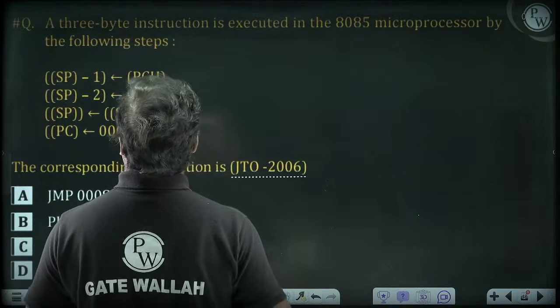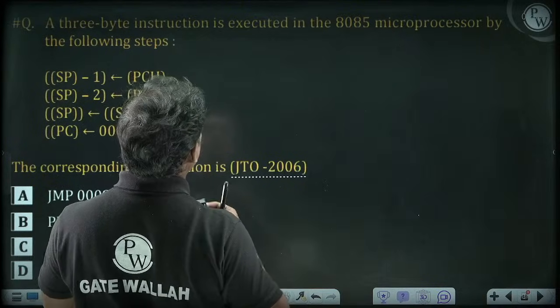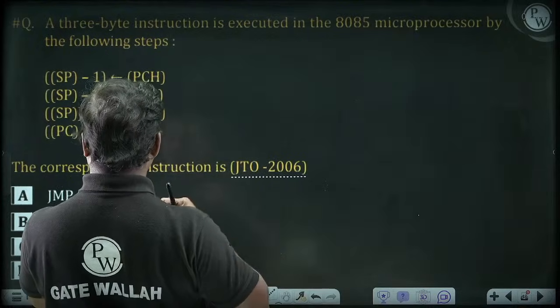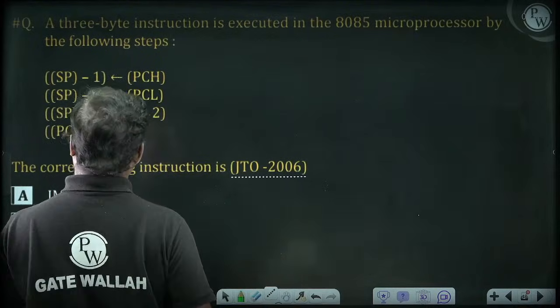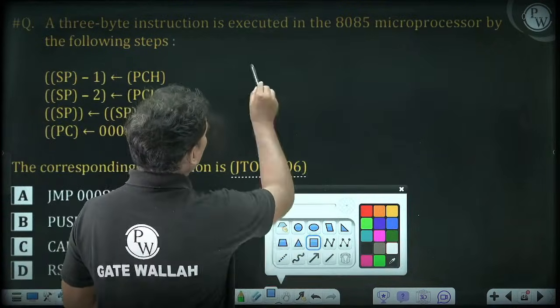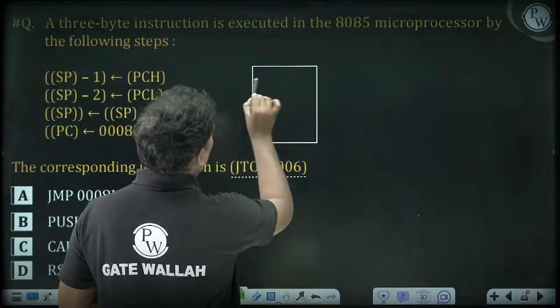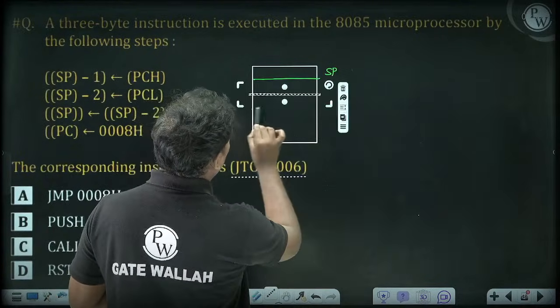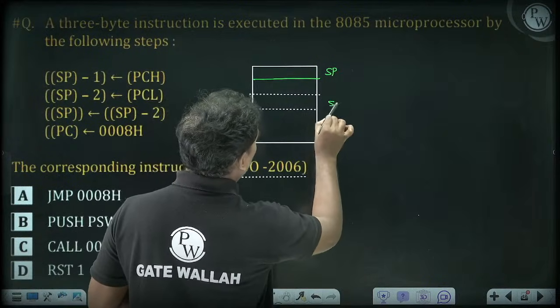What they're asking: a 3-byte instruction is executed in the 8085 microprocessor by following steps. Stack pointer is decremented by two, which means definitely it should be PUSH or CALL. See, the stack pointer is decremented by two. So this was the top of the stack, the stack pointer was decremented by two, and so this is the new top of the stack.